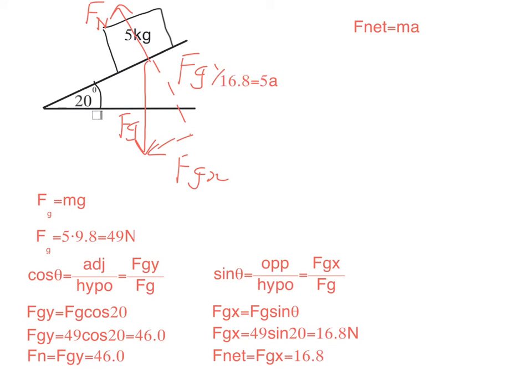So then when I rearrange this, I'm going to get F net is already 16.8, which will equal the mass 5 times the acceleration.